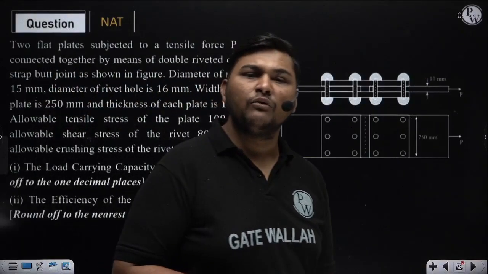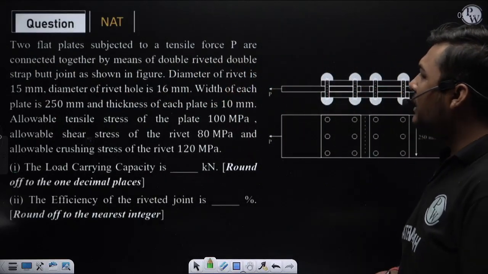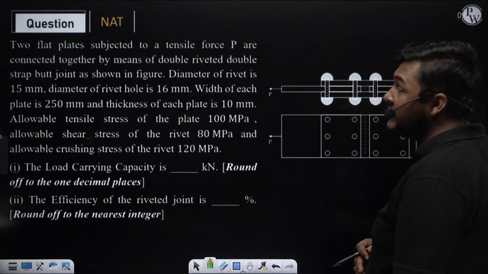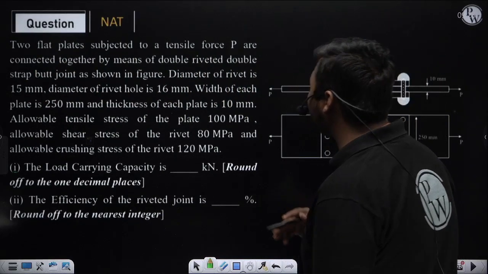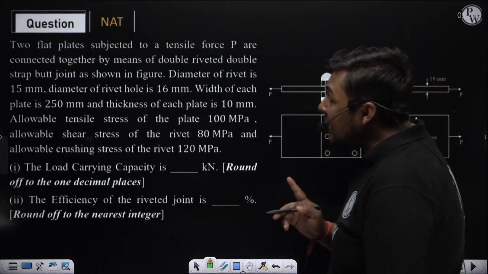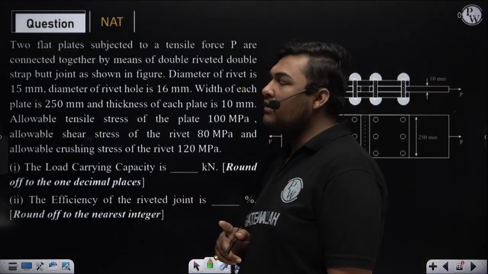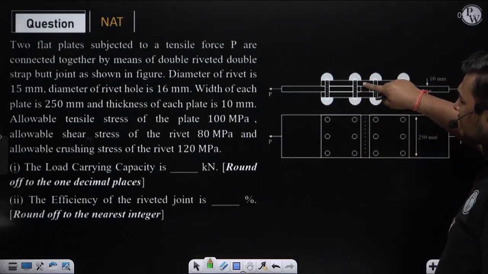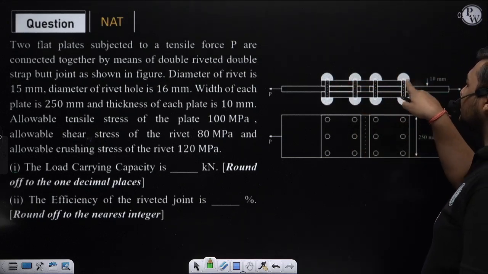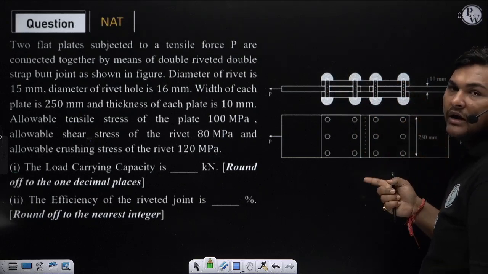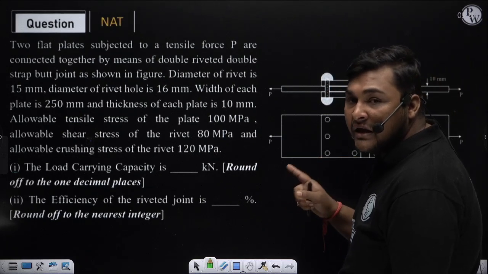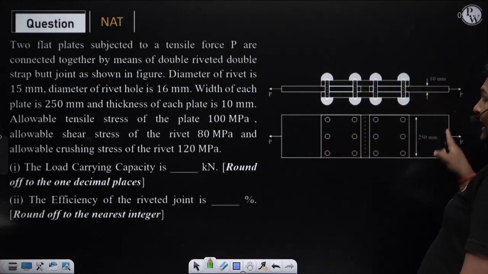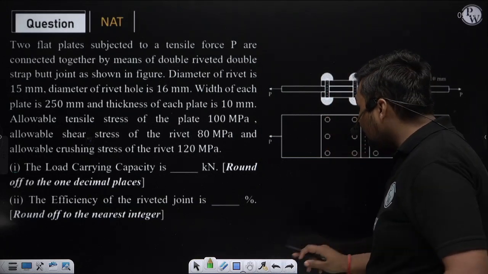So students, we will solve one more question. What is this question saying? Two flat plates subjected to tensile force P are connected together by means of a double riveted, double strap butt joint, as shown in the figure. Double strap means two strap plates are involved, on both sides of the main plate we use strap or cover plates. Double row means in each plate two rows of rivets are involved. You can see, don't look at the butt weld, see the number of rows.